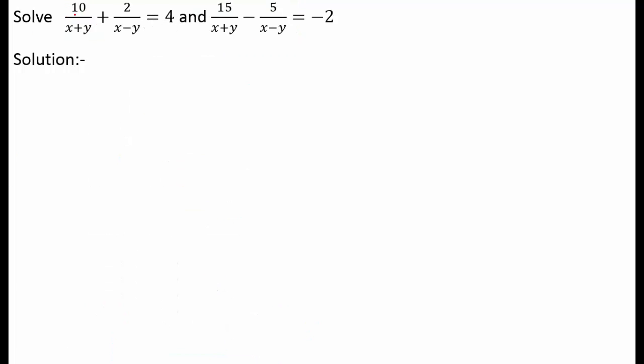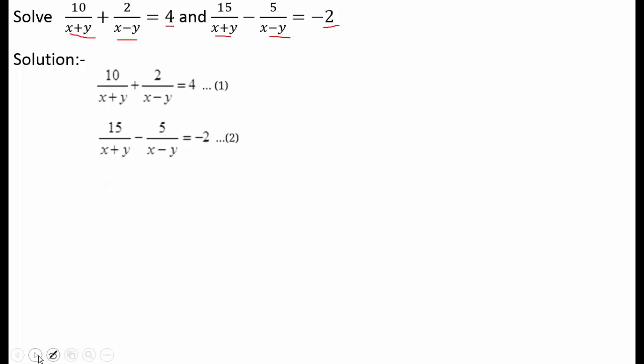The second question is 10 divided by x plus y plus 2 divided by x minus y equals 4. And the second equation is 15 divided by x plus y minus 5 divided by x minus y equals minus 2. Now first write the equations and number them as first equation and second equation.